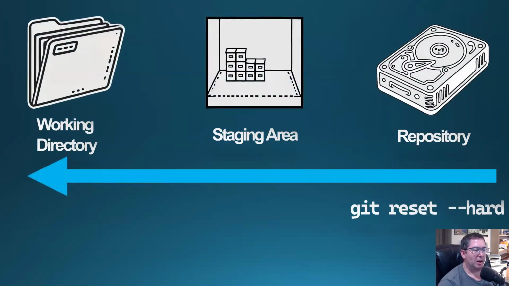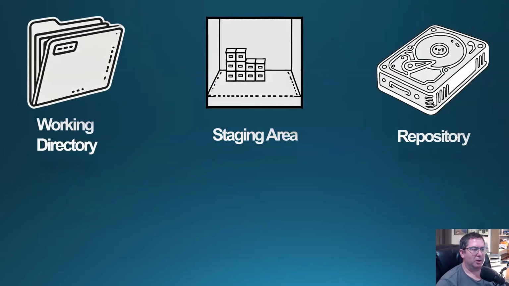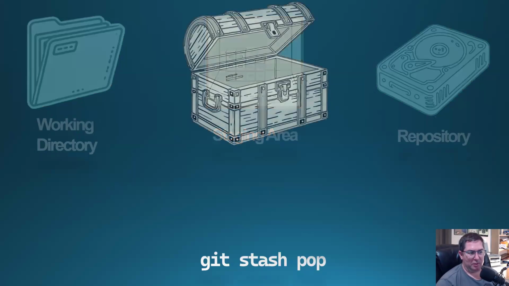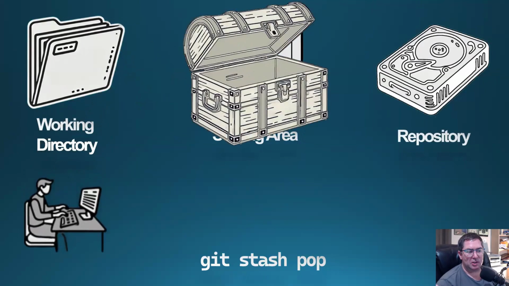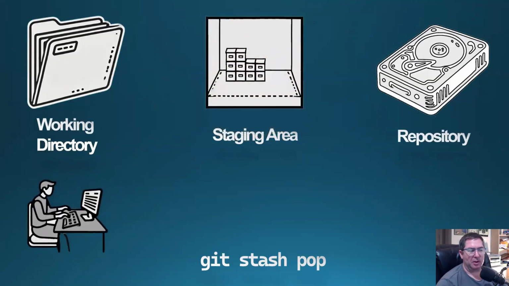So now you can git reset --hard and everything's fine. Your changes are no longer in the working directory. And of course, once you're done with the edits, they're committed. You can use git stash pop to restore your working directory to its previous state. This command will replay your stashed changes to the working directory, allowing you to continue where you left off.